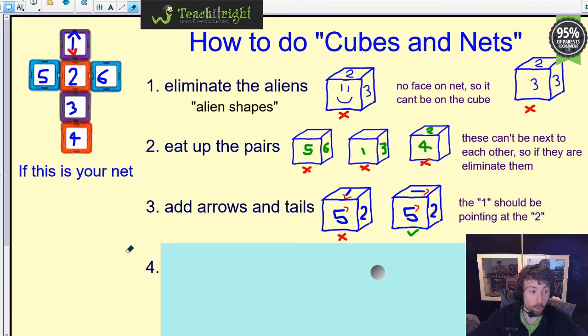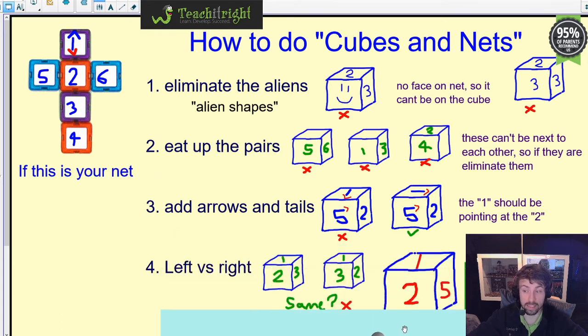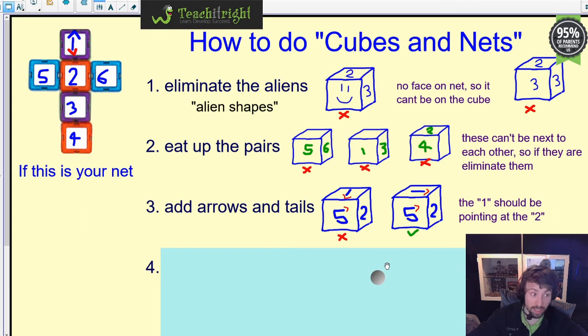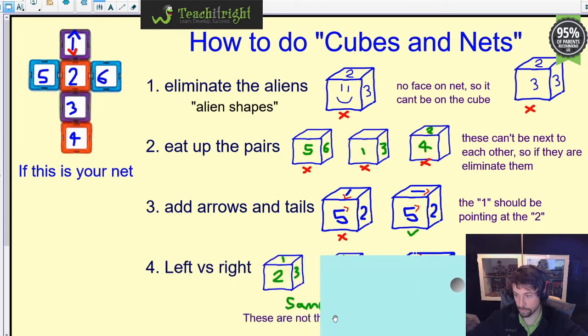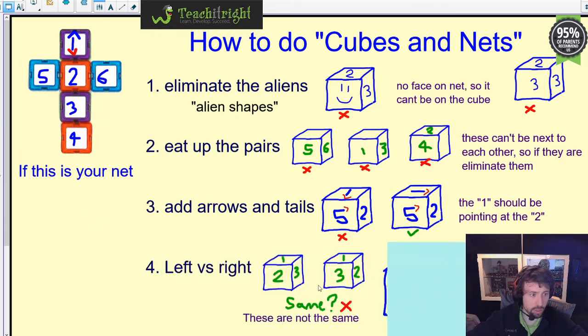However, normally, if you get to this stage and you've still got a couple of options left, the last step is either a really difficult direction one, where it's really subtle, or this last step, which is, again, I don't have a catchy name for this one, but essentially it's to consider, is it a left-handed shape or a right-handed shape? Is it left or right? And so my first question that I would ask is, are these 2 cubes here the same? And the answer to that is no, they're not.